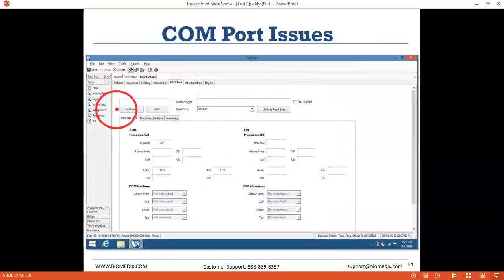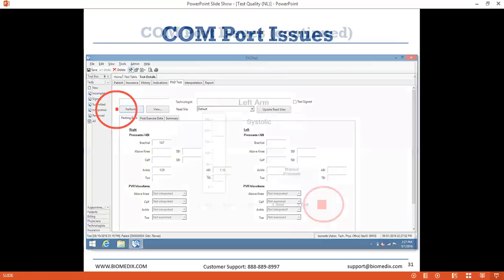This is probably the single most common call we get at Biomedix. It's an error called a COM port issue. And the reason for this: you've got the patient on the table, you've entered all of the demographic information, you move to click perform, and you notice that there's a red box there that isn't typically there.